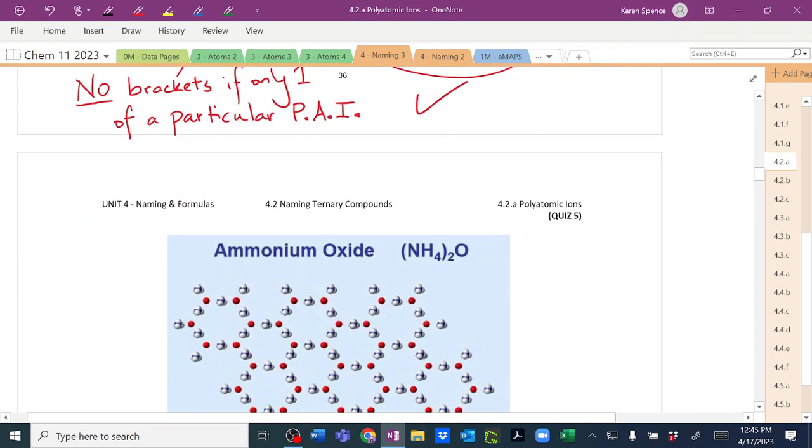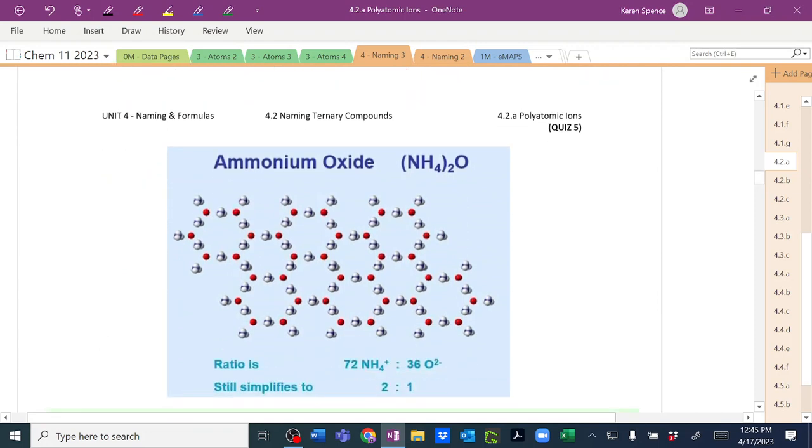But if we go to the next page and we have ammonium oxide, remember ammonium was NH4 plus. How many ammoniums do we have? We have 2 of them. So we have NH4 plus and we have NH4 plus, which gives us a grand total of 2 positive.